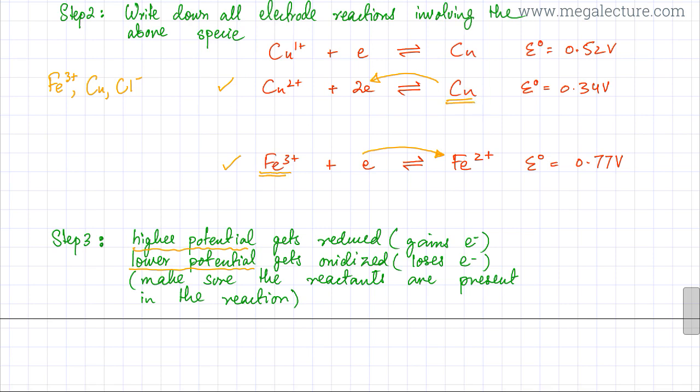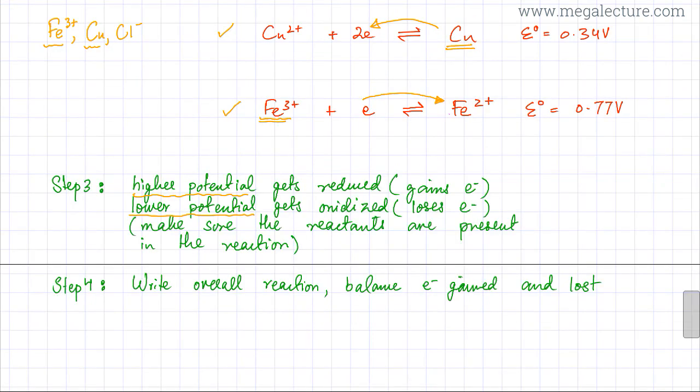Similarly, Fe3+ is the one that's gaining electrons to form Fe2+. Copper, on the other hand, is the one that's losing electrons to form Cu2+. So the reaction is happening between Fe3+ and copper. And I'm going to remove the rest of the equations now. The step 4 that we're going to do now is we're going to try and write the overall reaction.